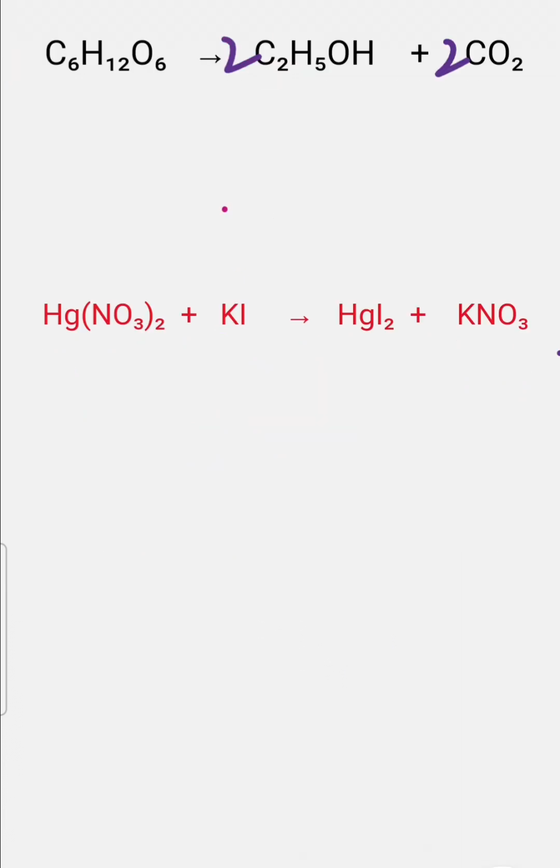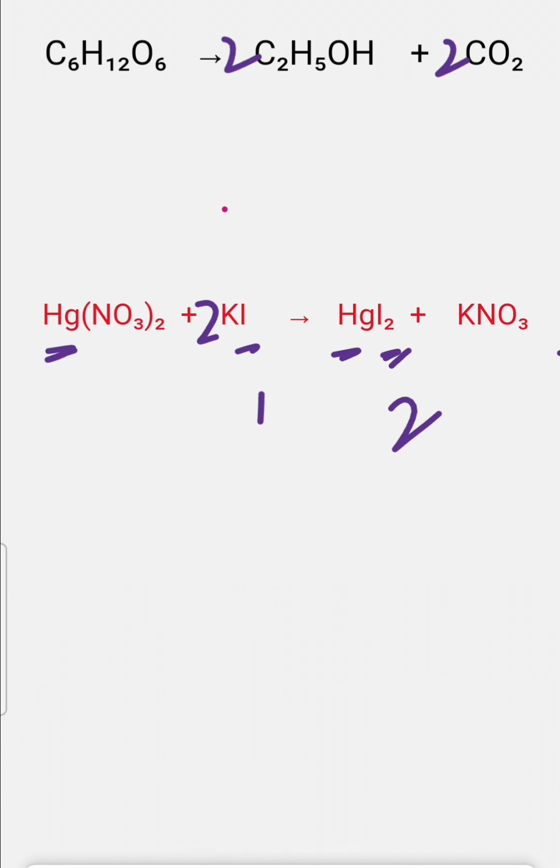Next skeletal equation is mercuric nitrate plus potassium iodide. When they react together, they form mercuric iodide plus potassium nitrate. So here what is unbalanced? First you will see here, mercury 1, here mercury atom is 1, here iodine is 2, here iodine is 1. So first we will put 2 here, 2 ones are 2, iodine is balanced.